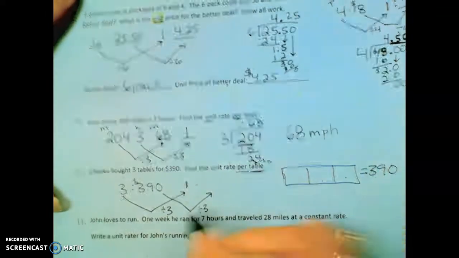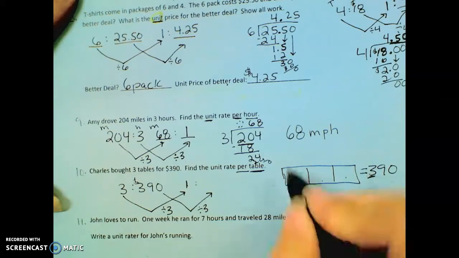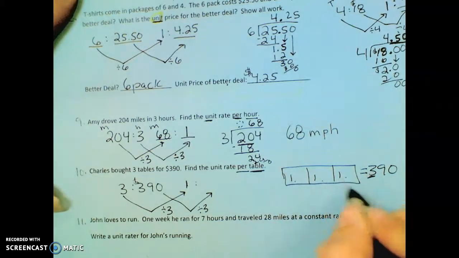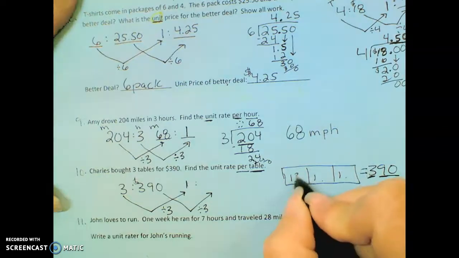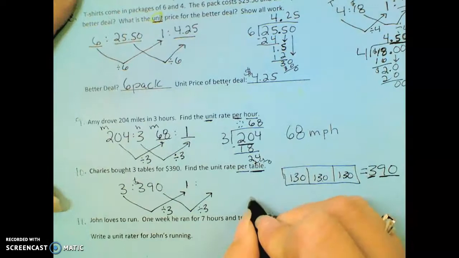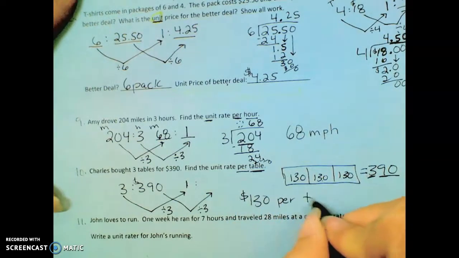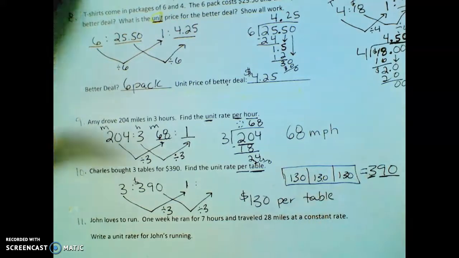So if I split that into the 3 groups, how many divide by 3? That would be 300 divided by 3 is 100. So each of them would get 100. 90 divided by 3 is going to be 30. So they would each be $130. So the rate would be $130 per table.